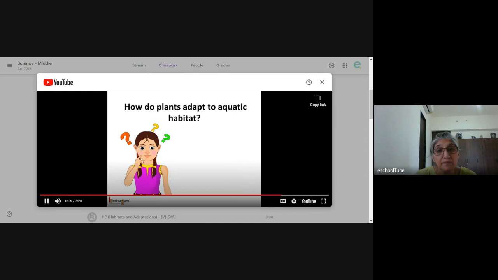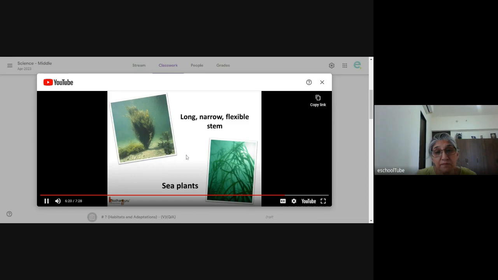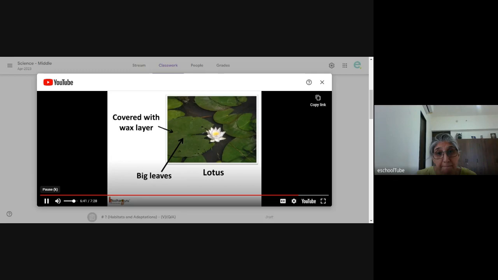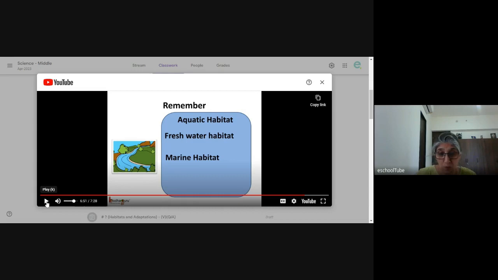In the aquatic plants, the underwater stem and the leaves are long and narrow, so that the plant can withstand even the strong water currents and don't break easily. The floating plants have air chambers which help them to float, for example, the water hyacinth. The leaves of the floating plants are big and they have the waxy covering which makes them waterproof, for example, the water lily, lotus. So remember. First, Yukti, what did you understand?